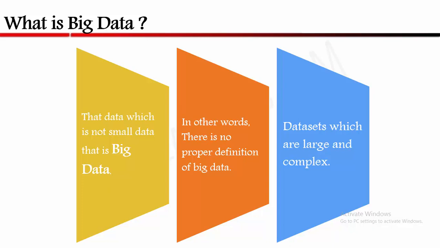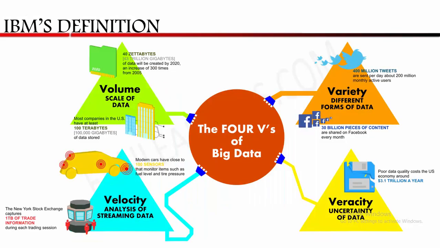It is so large that it is difficult to process and can't be handled by utilizing traditional data processing applications. Although big data doesn't refer to any size, the term itself we often use when speaking about petabytes and exabytes of data. Now let's see IBM's definition. Big data is arriving from multiple sources at an alarming velocity, volume, variety, and veracity. These are known as the 4 V's of big data.